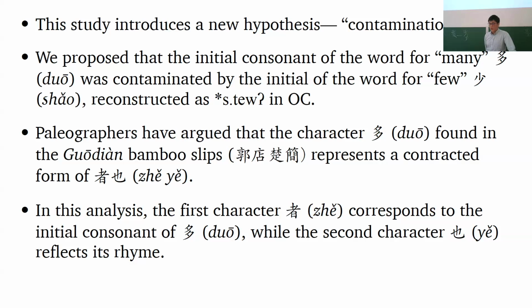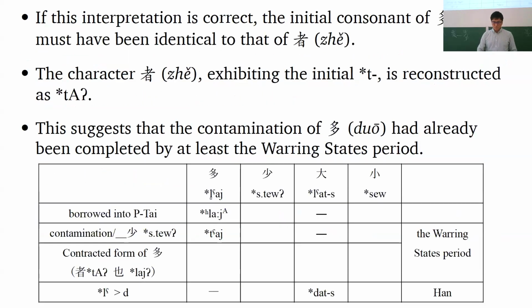And paleographers have argued that the character duo found in the Guodian bundle slips represents the contracted form of zhe and ye. So in this analysis, the first character zhe corresponds to the initial consonant of duo, and the second character ye reflects its rhyme. So the initial of duo must be identical with that of zhe, t. So this suggests that the contamination of duo had already been completed by the Warring States period.